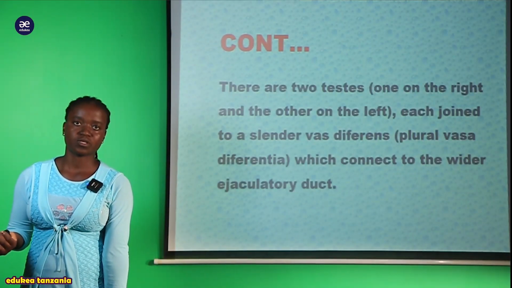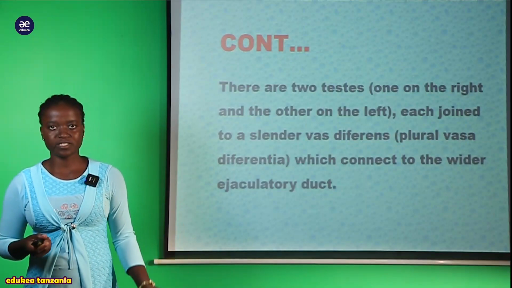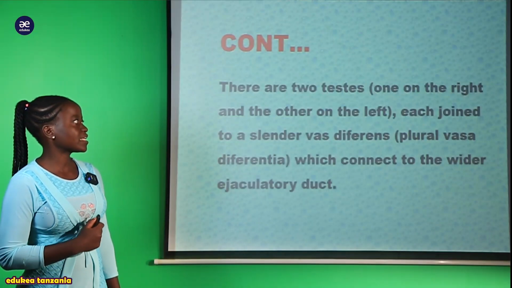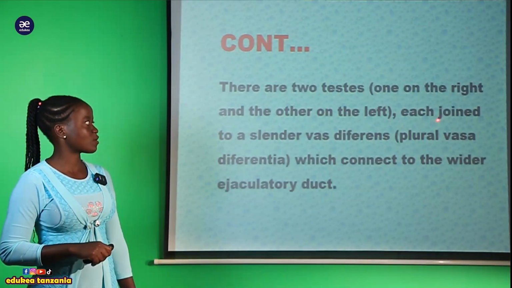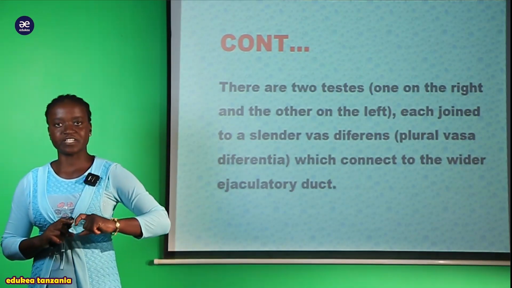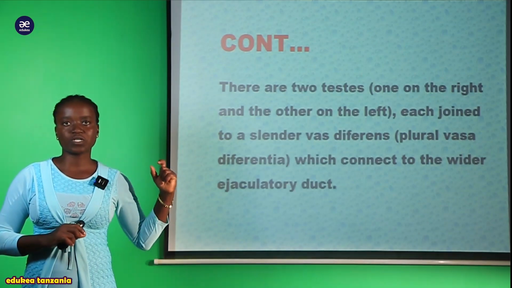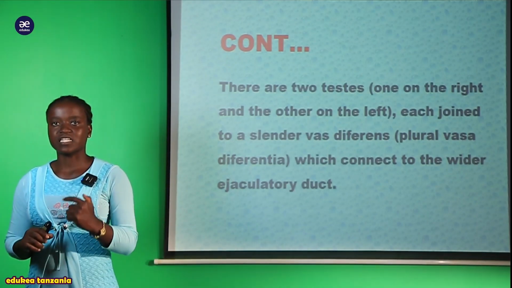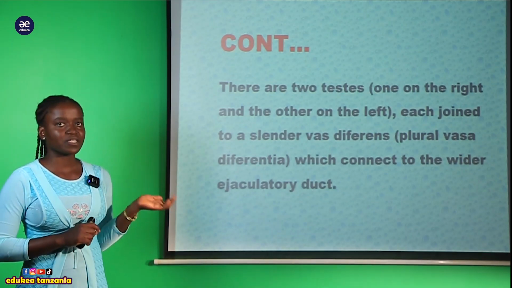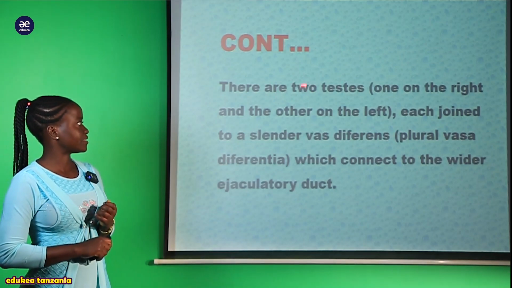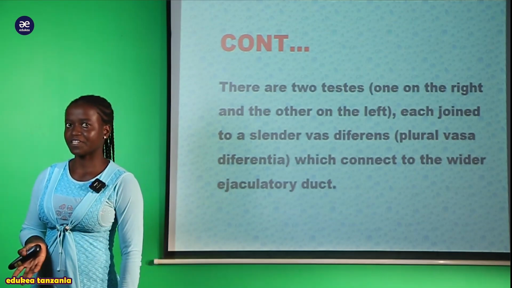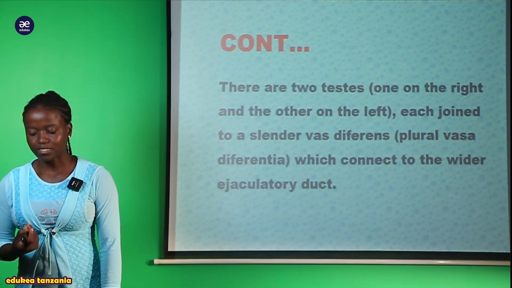normally in the animals or in the human being. Also they have 2 testes. Na ndani ya hii 2 testes moja inapatikana kushoto na nyingine inapatikana kulia. Lakini pia tunasema each testis is joined with the slender vas deferens. Kwa ina maana ile vas deferens au tunaita ile tube like structure which connects the 2 testes inaitwa vasa differentia. Ndio ambayo ina connect between one testis and another testis which is found within the cockroach. So which connects to the wider ejaculatory duct. We're going to see later on the diagram what function this ejaculatory duct has.